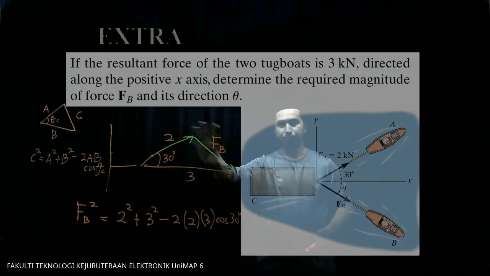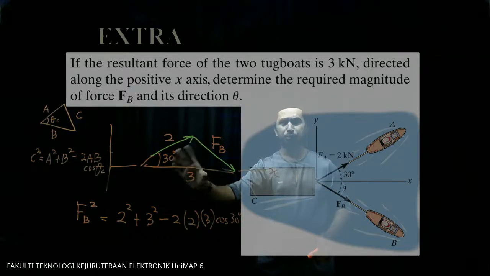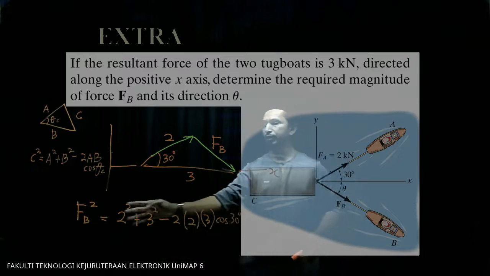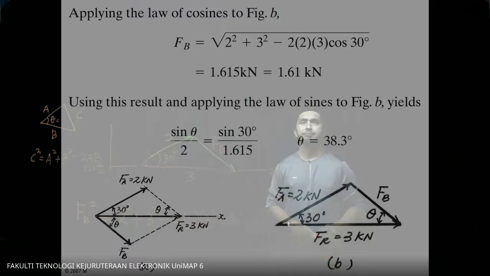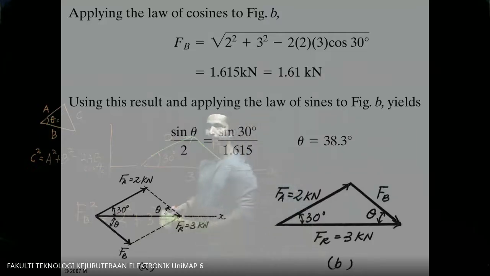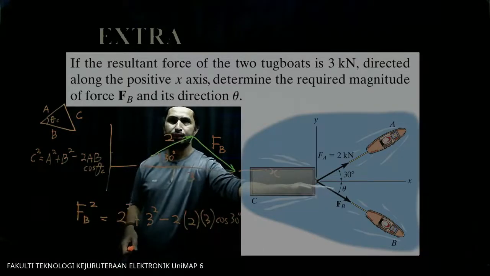Now, from this triangle, you can just substitute all the values that we know into that equation, then you will get the value of FB. The value of FB now is 1.615 kilonewton. Okay, can? If you don't understand, you have to tell me. And then how do we find these angles, theta?